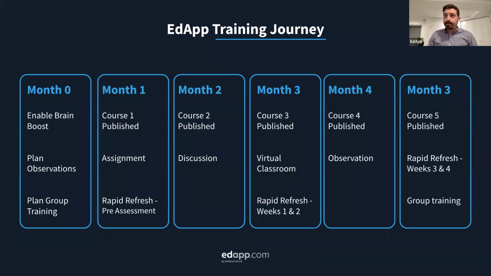And just to talk about the rapid refresh use here and observations, this can really inform what the courses will be based on. So rapid refresh, or Brain Boost, excuse me, is basically an AI structure that happens every week. I believe it's weekly, right? Where it quizzes and reinforces courses.